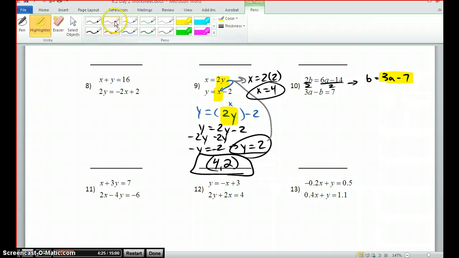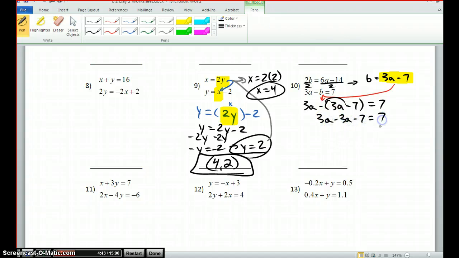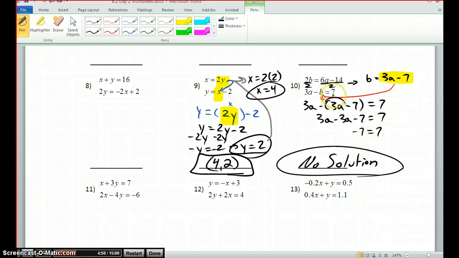Step 2 was to take that equation you just recreated, substitute into the other equation, and solve it for the other variable, or the variable that's left. What's interesting here is when we distribute and simplify, we get 3a minus 3a minus 7 equals 7. And what's going to turn out here is, if you notice, 3a minus 3a is 0, so we get -7 equals 7. That does not match, so our response is no solution to that problem. There's no solution. Those two lines are parallel and they're not going to intersect.